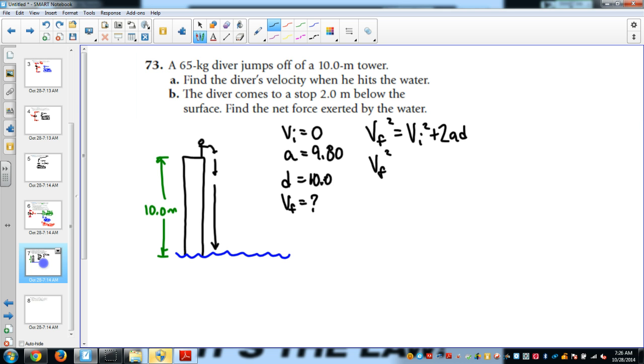VF squared, my initial, that's always nice when it's 0. So 2 times 9.80 times 10. So that's going to be 2 times 9.8 is 19.6 times 10 is 196 equals VF squared. So my final velocity is equal to the square root of 196, which is 14.